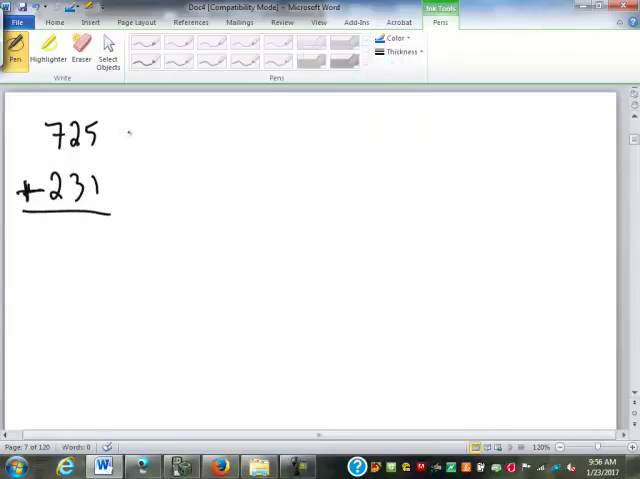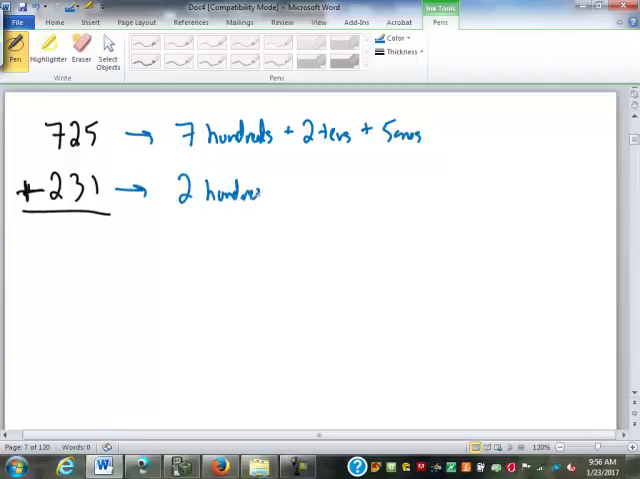The full form of 725 is 700s and 2 10s and 5 1s. 231 is 200s and 3 10s and 1 1.